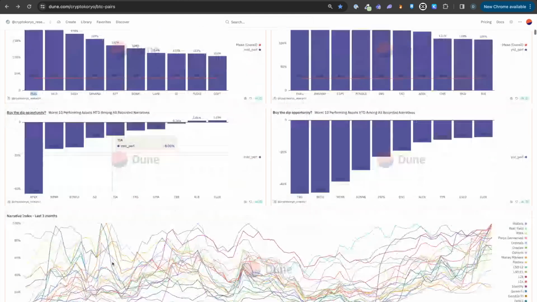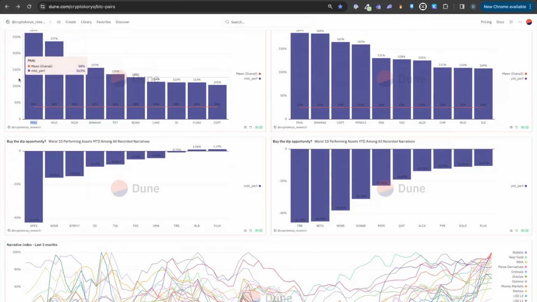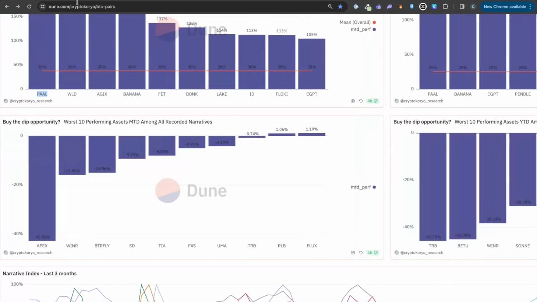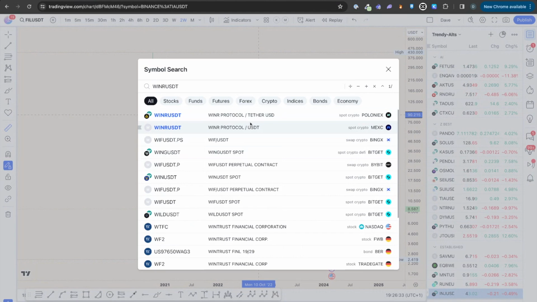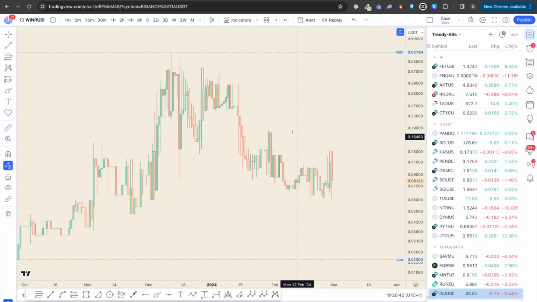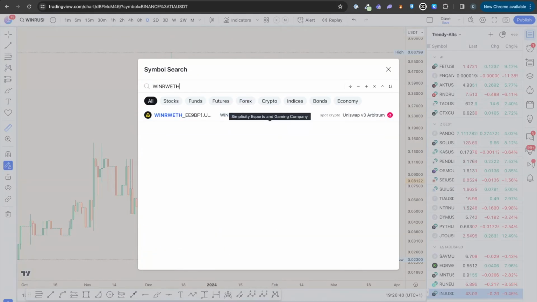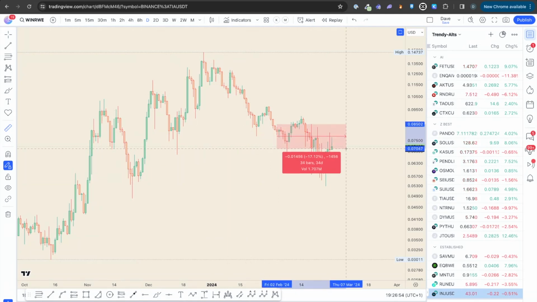Okay, buy the dip opportunity. Similarly, this is for trend followers going long. And if you're a mean reversion trader, you might want to look at these ones. These are the worst performing. So this Gamblefy project. Let me change the time frame. This is a new listing. So this Gamblefy project is down, probably better to look here. Yeah, it's down 15 to 20% or something.